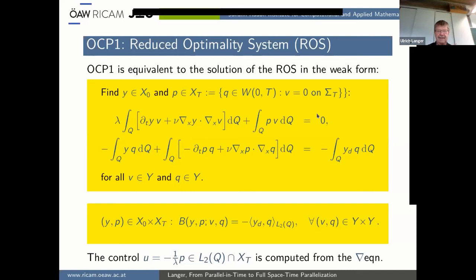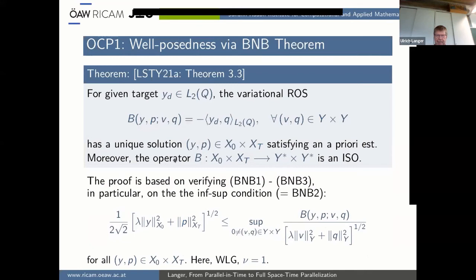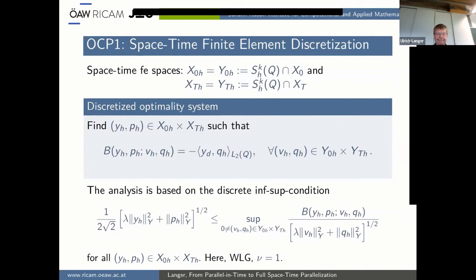When you solve this optimality system, which we basically already saw, but now in a space-time setting, then you add these two equations and you come up again with a usual formulation as a bilinear form. I look for y and p, x0, xT, such that this variational equation is valid for all test functions from Y. And again, the same game, we look for the Banach-Nečas-Babuška theorem, and we show the inf-sup condition here, and all the three conditions. And then we have well-posedness, existence, and uniqueness. The corresponding operator generated by the bilinear form is an isomorphism. So very fine. Now we use discretization subspaces.